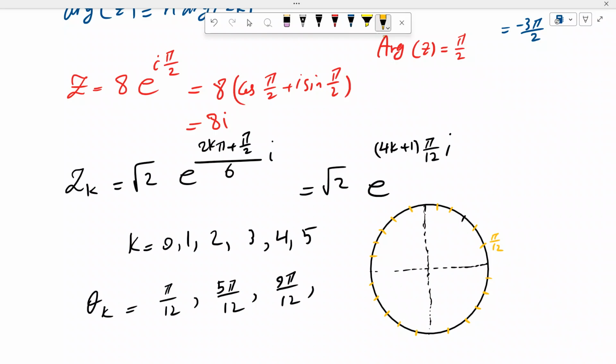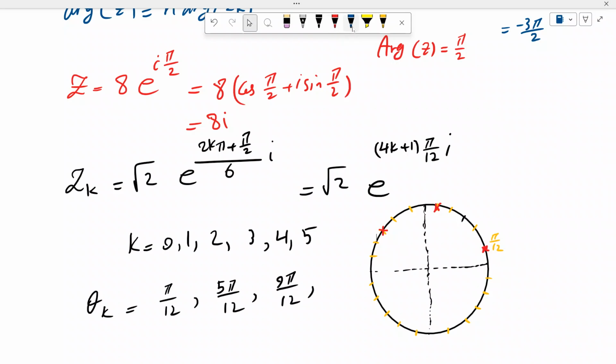Now, I'm counting these points, pi over 12. So one of those roots is here. If I want to show an Argand diagram, one of them is here. The other one, 5 pi over 12, so this is 1, 2, 3, 4, 5. The other one is here. And then 9 pi over 12: 5, 6, 7, 8, 9. So the next one is here.